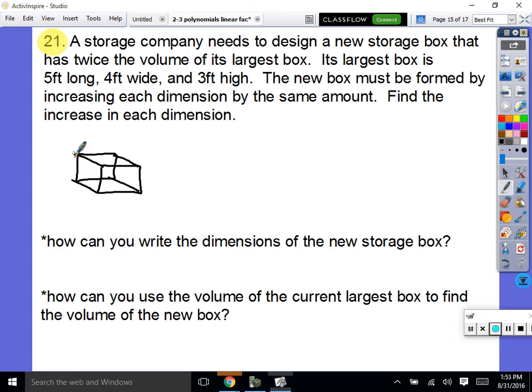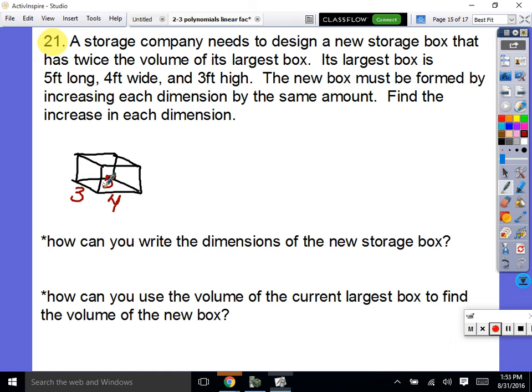So it says, a storage company needs to design a new storage box. There's our original storage box that has twice the volume of its largest box. Okay, interesting. The largest box right now is 5 feet by 4 feet by 3 feet. Okay, so 4 feet by 5 feet by 3 feet, whatever. It doesn't matter where those go.